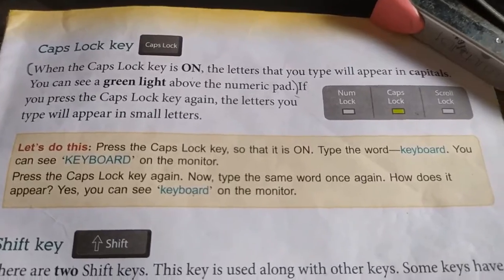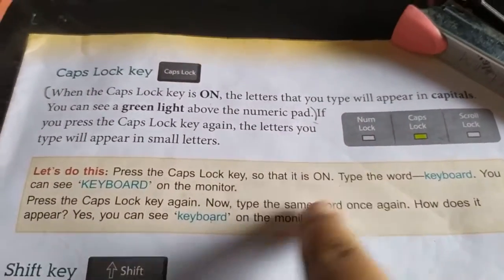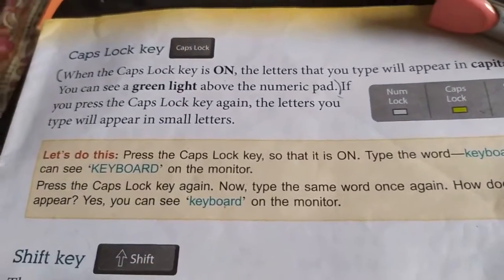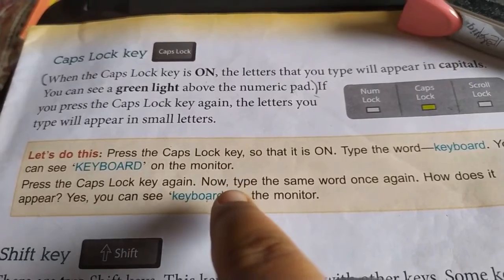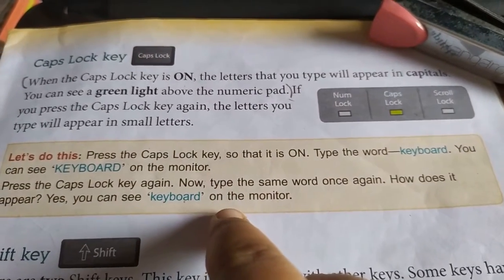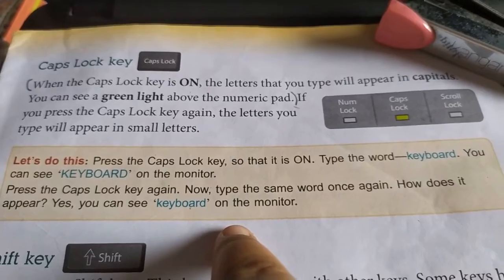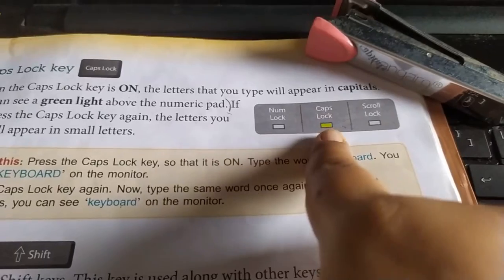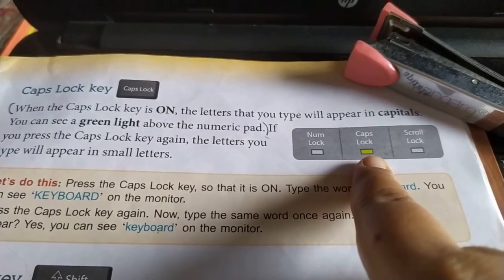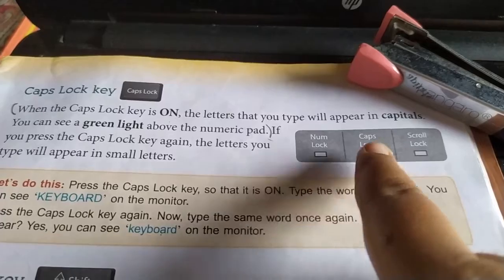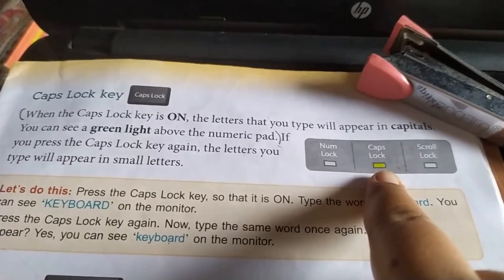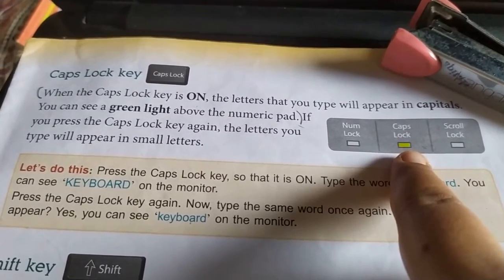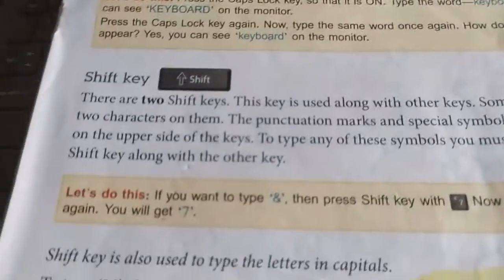Now, caps lock key. See in the keyboard, this is the caps lock key. Now, if the caps lock key is on, the letters that we type will appear in capital. We can see a green light above the numeric keypad. That means the caps lock key is on. If this light is off, that means the caps lock key is not on and the typing will all be in small letters.